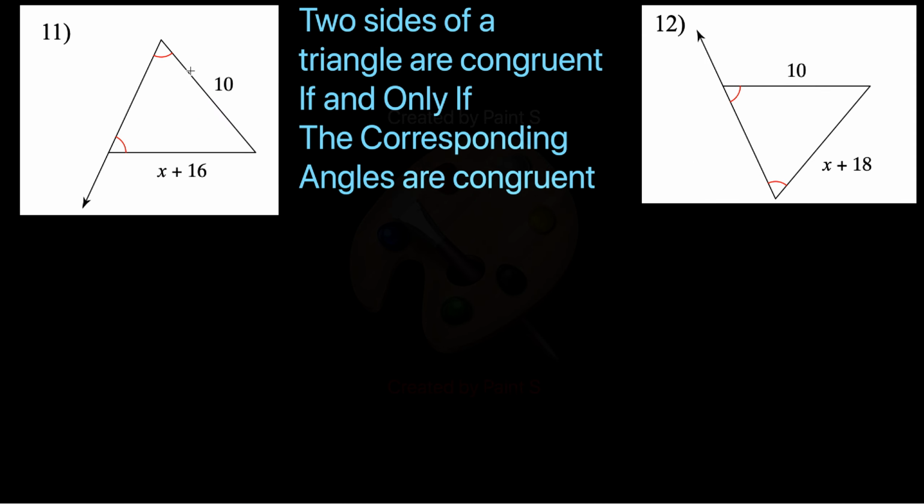Now you want to be able to use this theorem in the reverse way, if we're given that two angles are congruent. So remember, if and only if, the other direction is also true. I should write the converse. It's really: if two angles of a triangle are congruent, then the corresponding sides are congruent. It takes a little bit more detail to write out the converse.